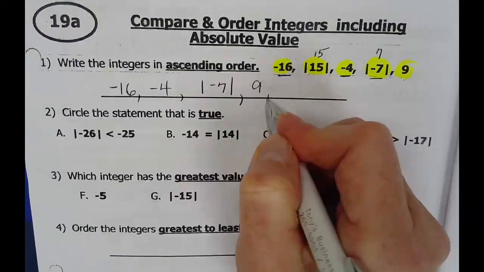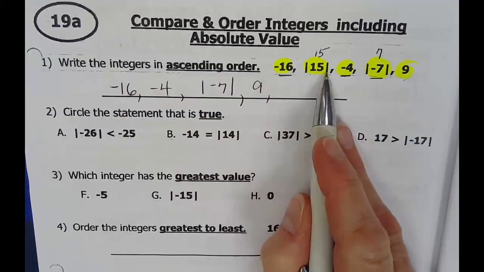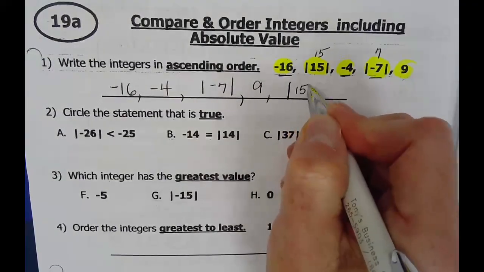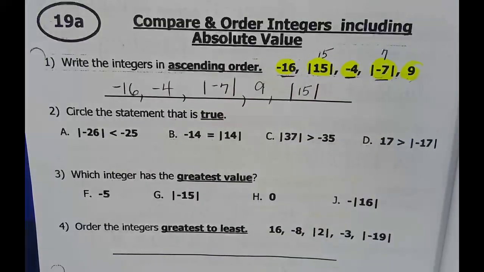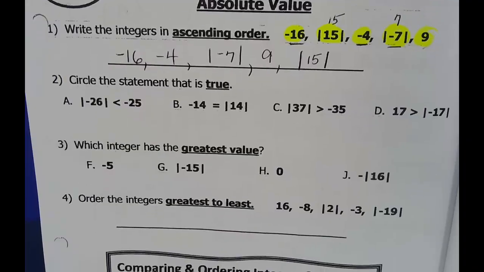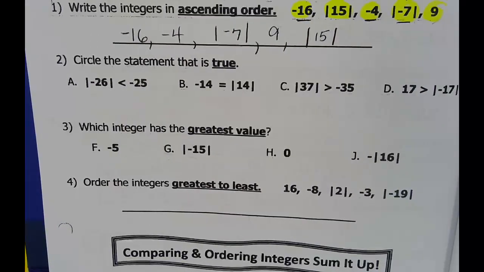9. And then 4, 6, 15. The absolute value of 15. You've got to put those lines around it. So it's like you put them on index cards and you're rearranging them. Now, keep that in mind as you do 2, 3, and 4.